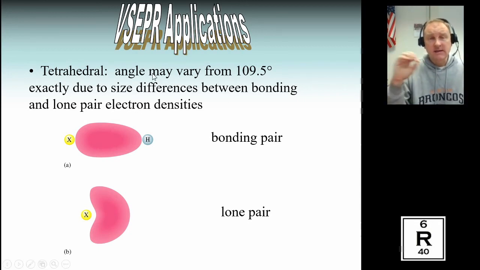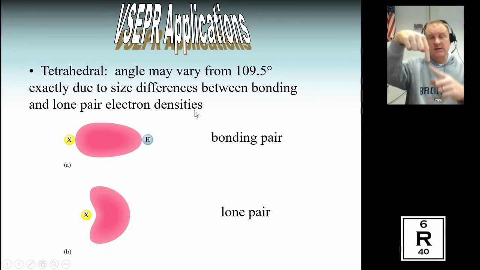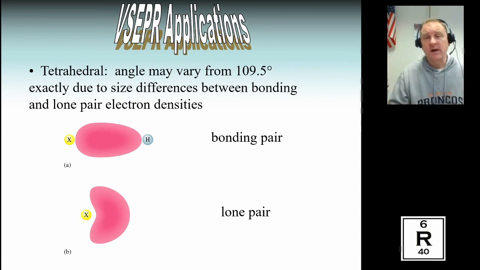So the angle in a tetrahedral may vary from 109.5 degrees. A tetrahedral is basically like a tripod, and every angle is 109.5 degrees apart from each other. The difference could actually be smaller in some cases, because what happens is the electrons in a bonding pair, so here are 2 atoms, and the electrons in a bonding pair are going to be between these two atoms. The atoms have a nucleus, so it's positive. The electrons are negative, and are going to be between here. In this picture here, X is a little more electronegative than hydrogen, so we have a little bit more of the electrons over on this side here.